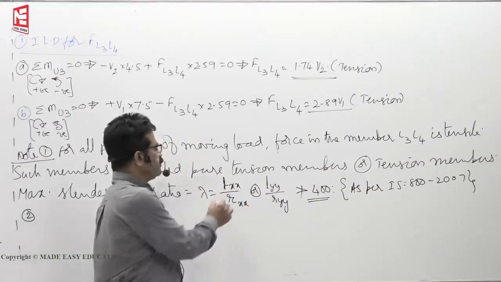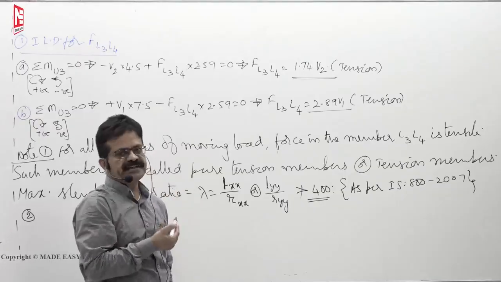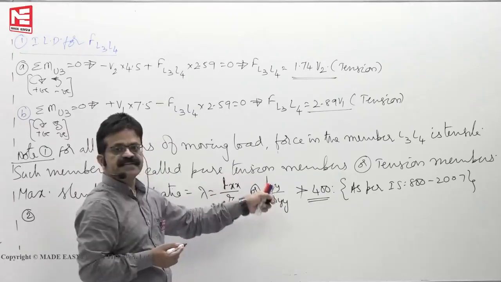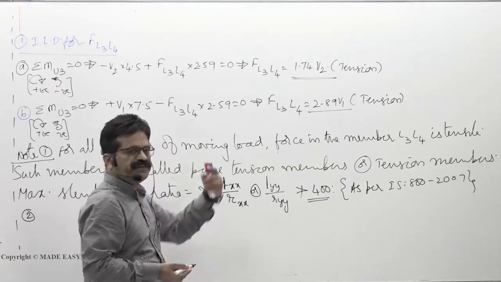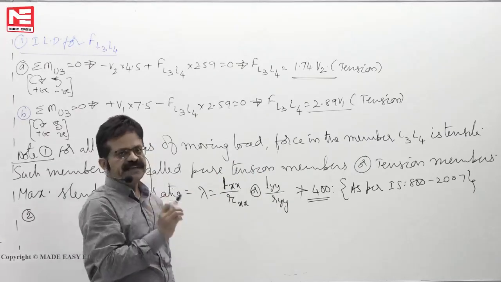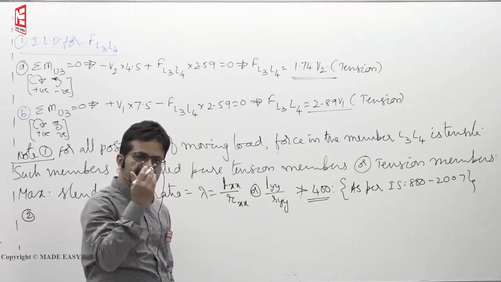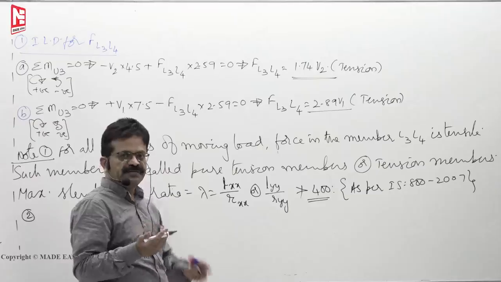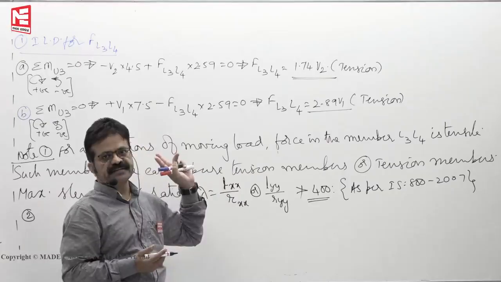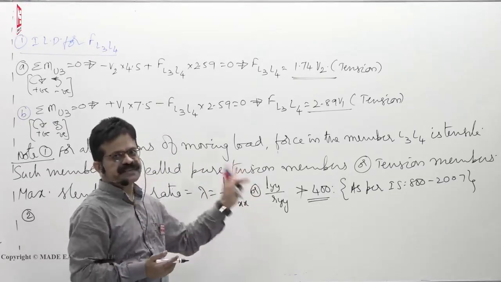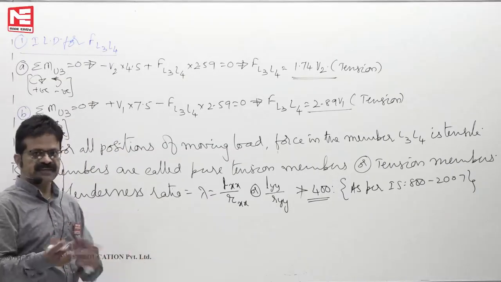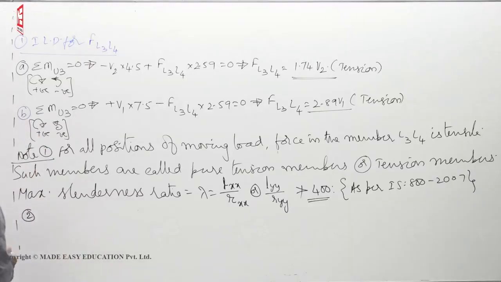This is the slenderness ratio definition. Strength of material sirs might have told you. Effective length of a column by corresponding radius of gyration gives you the slenderness ratio. If Lxx and Lyy are same, then you will write effective length by minimum radius of gyration. It is a particular case. If two lengths in two different directions are different, then effective length by corresponding radius of gyration is the correct definition for slenderness ratio. Okay, it should not exceed 400. We will discuss how that slenderness ratio looks like again in the steel structures.